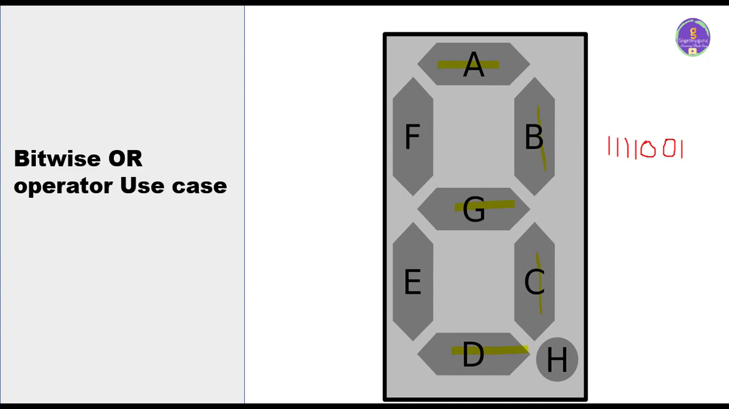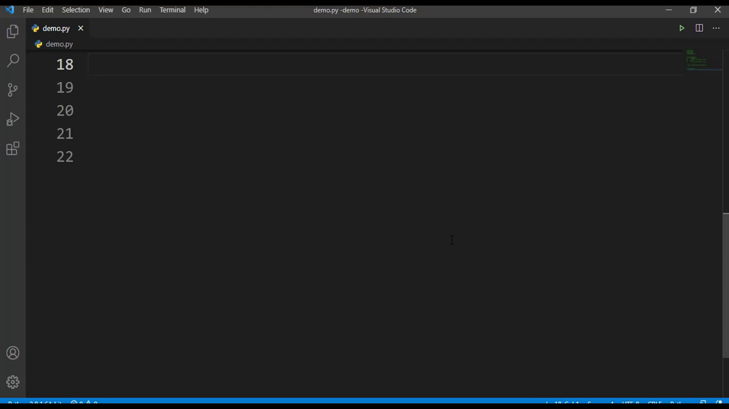So what is the decimal equivalent of this binary number? Decimal equivalent of this binary number is 121. So let's write a code and understand. Initially all the bits are 0. So I'll take LED_status is equal to all the bits are 0. Since it is a 7-segment display, there will be 7 bits, and we have to mask this now. So I'll take a variable mask. So what value do we have to write there?